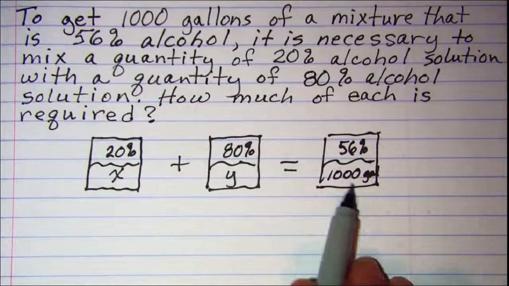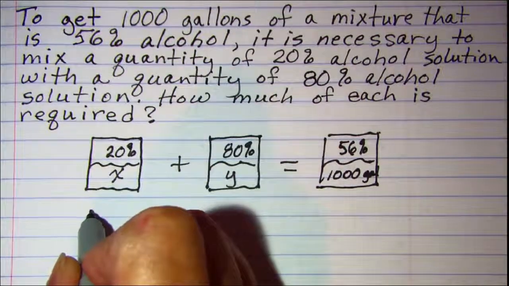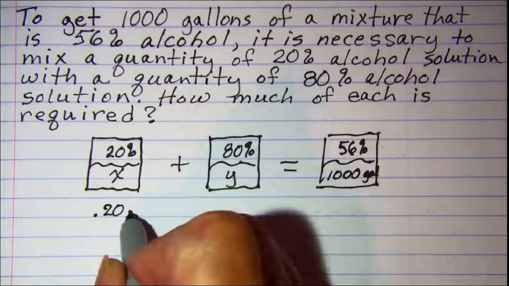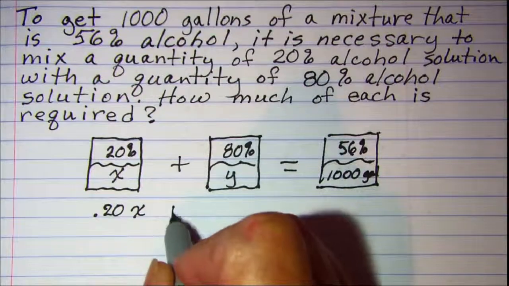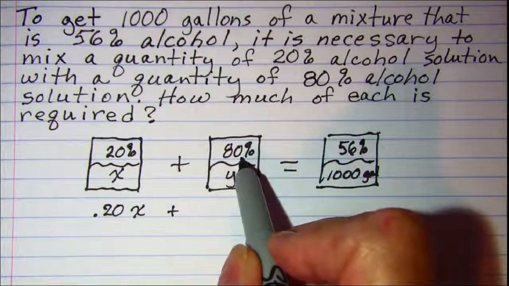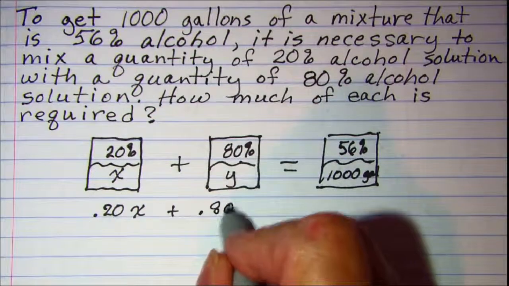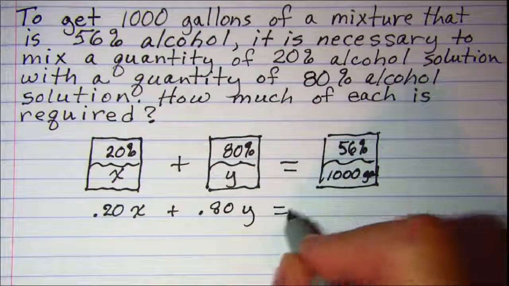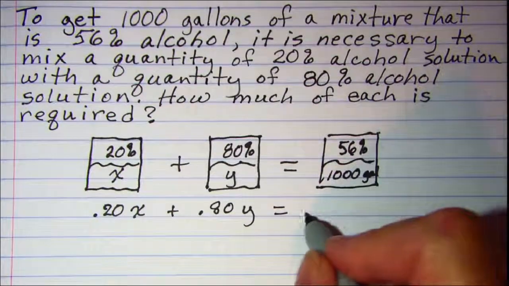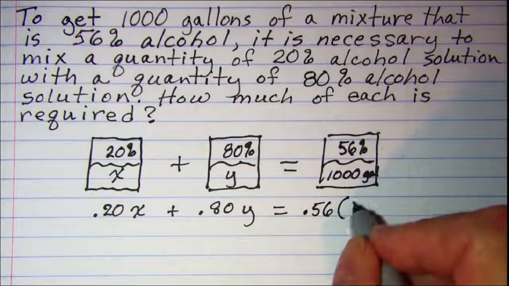to get this percent times this amount. So my equation then is 20%, which I'm going to write as 0.20 times X plus 80%, which I can write as 0.80 times Y, and that equals 56%, which is 0.56 times 1,000.